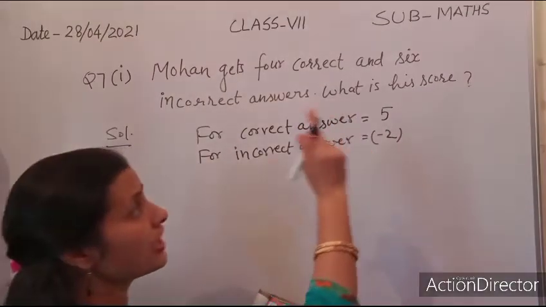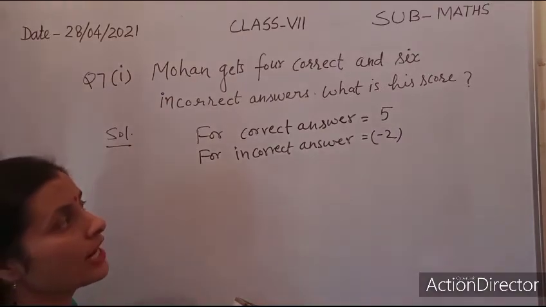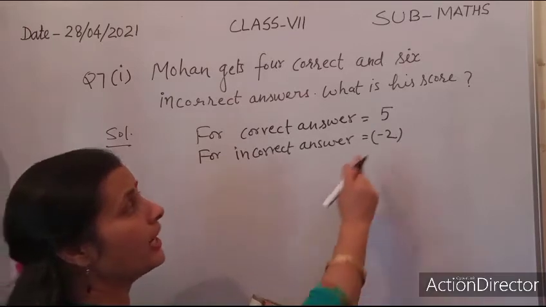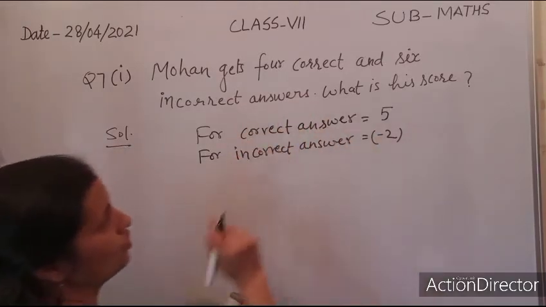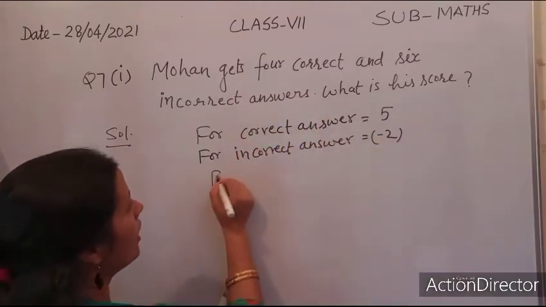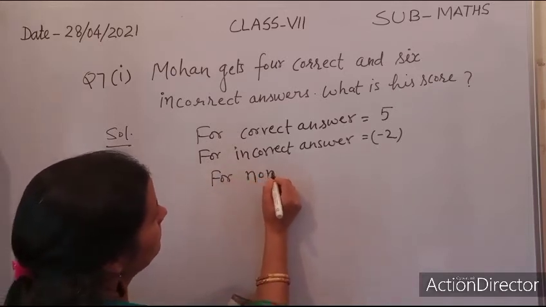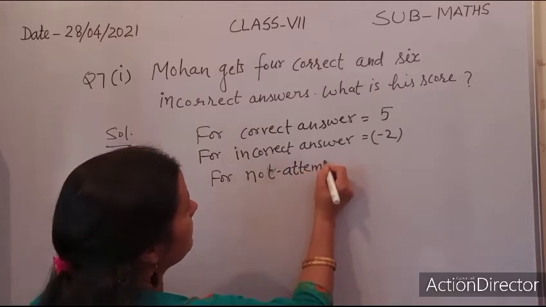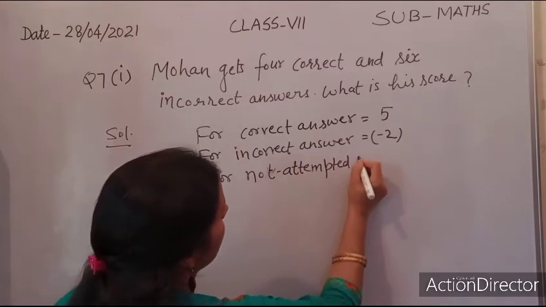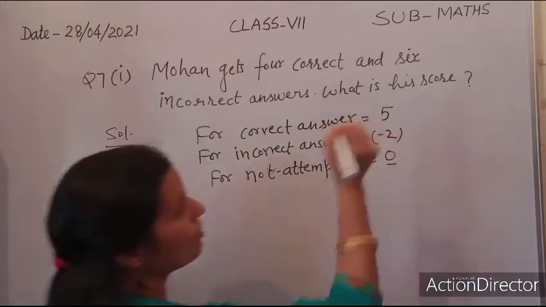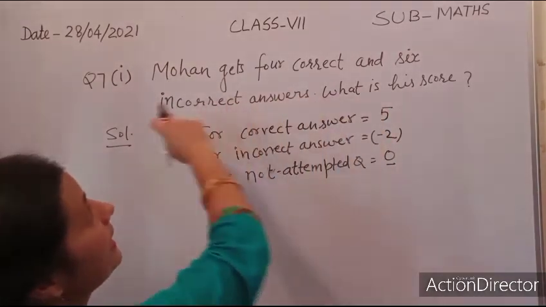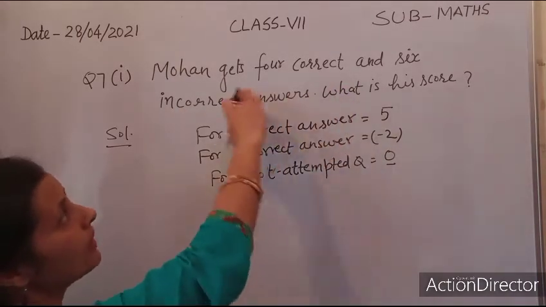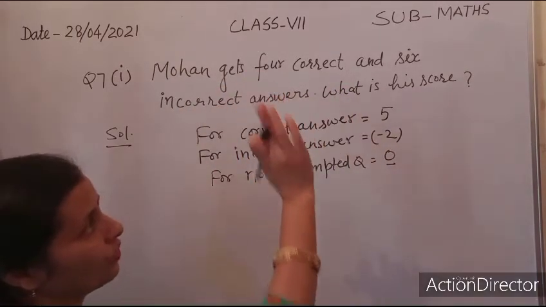Each question done correctly by a student gets 5 marks, and each question done incorrectly gets minus 2 marks. For a not attempted question, how many marks? 0 marks. So here is given the detail of Mohan, a student.